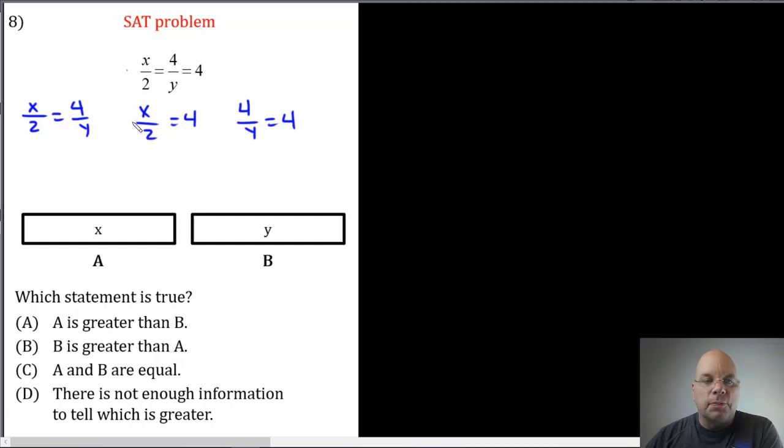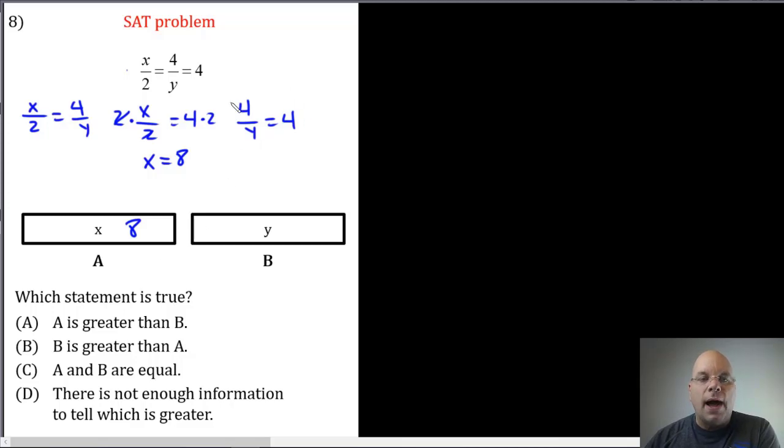I would just multiply both sides of this equation by 2 to identify x, because then I would have 1x, which is the multiplicative identity. 1x is equal to 8. I just applied the property of equality by multiplying both sides by 2. And so x is 8, so we can put that quantity inside box A.